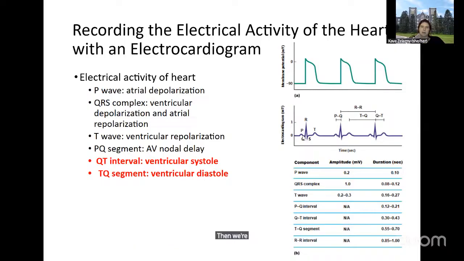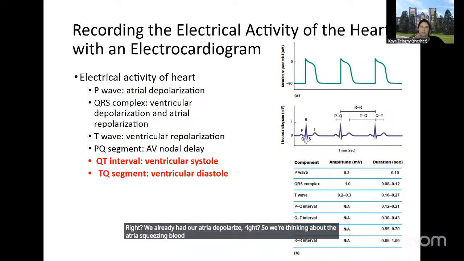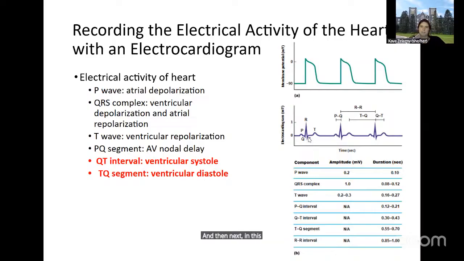Then we're going to think about our QRS complex, right? So we've got Q, which is this valley. We've got R, which is this peak. And then we've got S, which is this diving down here, right? So we're thinking about this all together. So what's happening here? We already had our atria depolarize, so we're thinking about the atria squeezing blood into the ventricles. And then next in this complex, we've got the atria relaxing, but we've got the ventricles depolarizing, right?